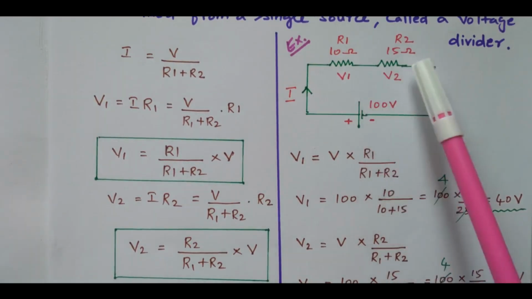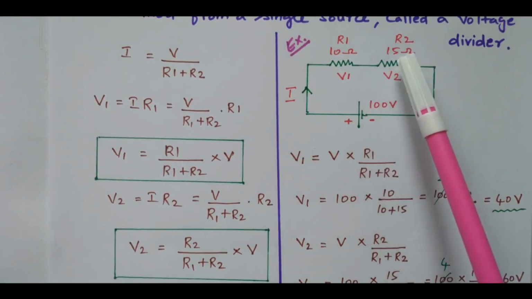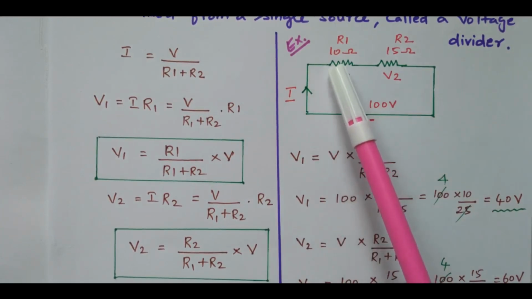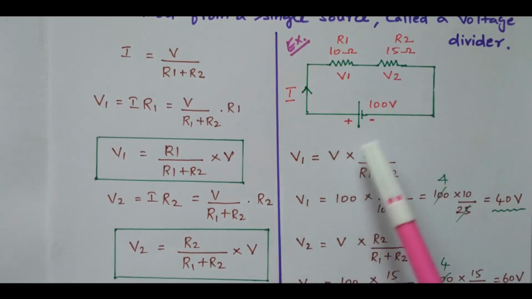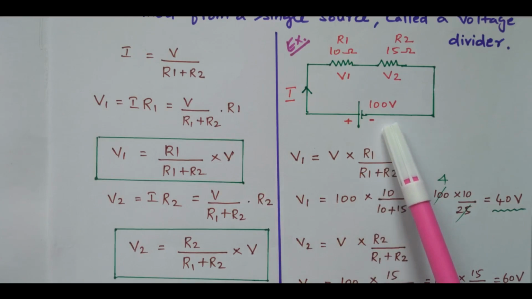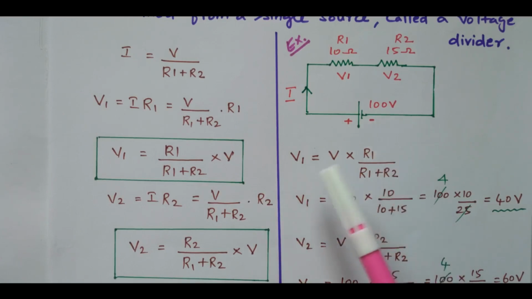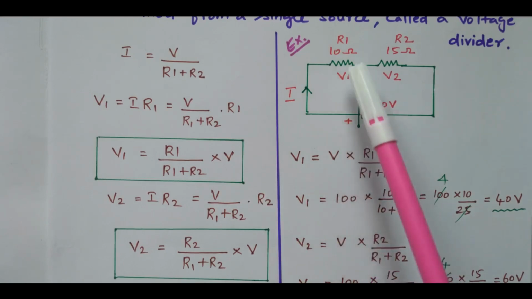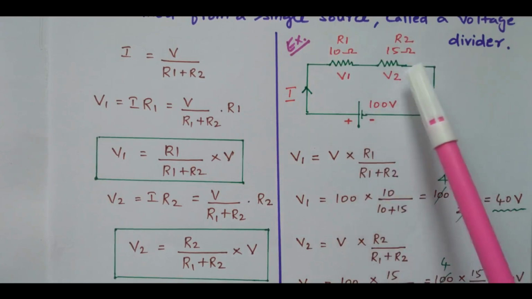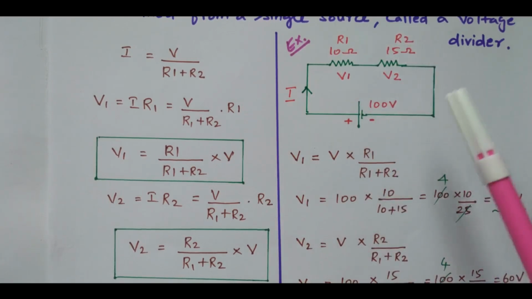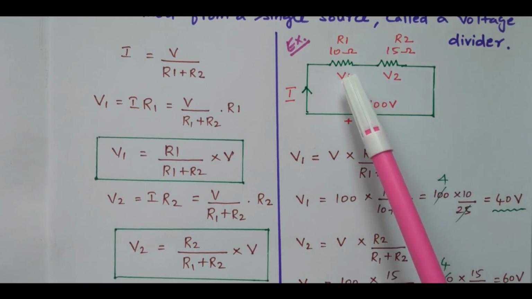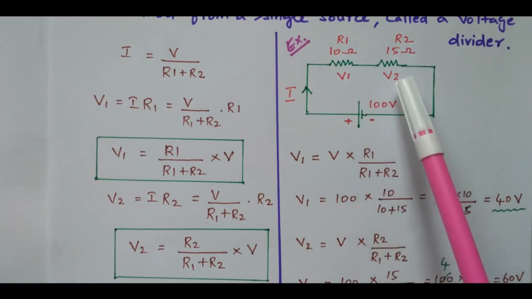See here, the two resistors are connected, 100 ohm and 15 ohm. Sorry, 10 ohm and 15 ohm. It is energized by a 100 volt DC supply. Take this 10 ohm as R1, 15 ohm as R2. The voltage drop across R1 is V1, and across R2 is V2.